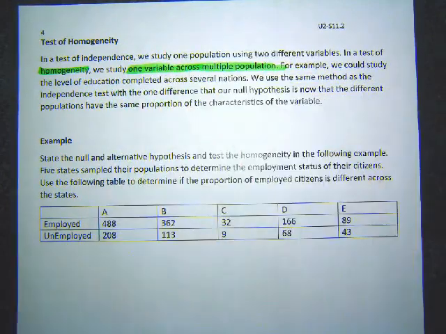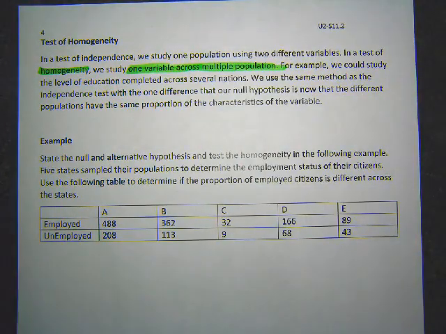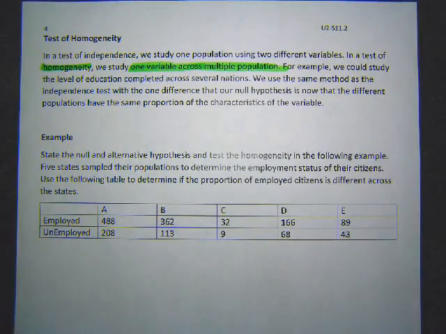So we might look at whether or not people are diabetic, but across multiple nations, and see if there's an equal percentage or distribution of diabetes across these nations. And then maybe we could see that some nations have more or less. Or you could look at the level of education across several nations or several states instead of just one. We use the same method, so the test is going to be exactly the same. It's just that instead of doing 2 different variables on one population, we'll have multiple populations and look at one variable.